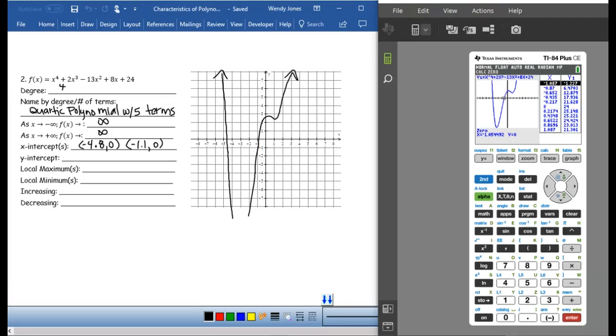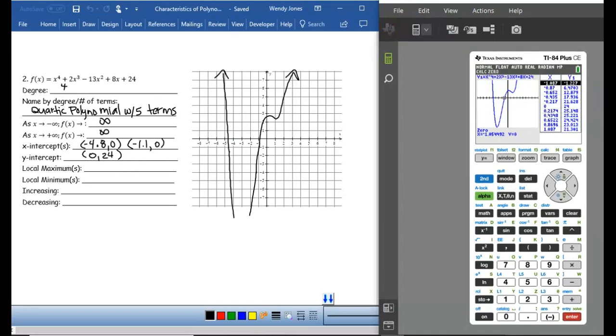Our y-intercept is found by looking for when x is 0, and we can see that very clearly on our table. So my y-intercept is at 0, 24. Now it's time to find our local maximums and local minimums. This graph has 2 local minimums and 1 local maximum. Again, we're going to use our calculator to help us find these. We'll start with this minimum.